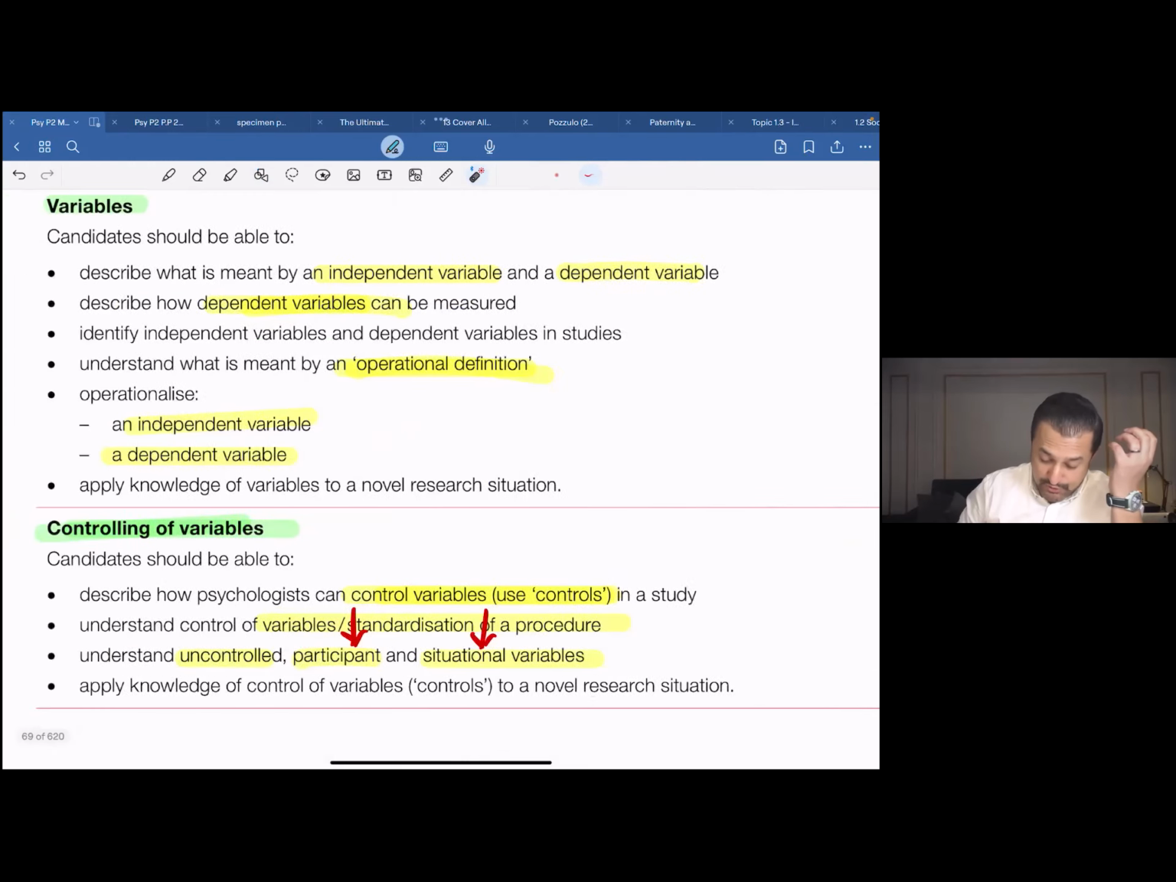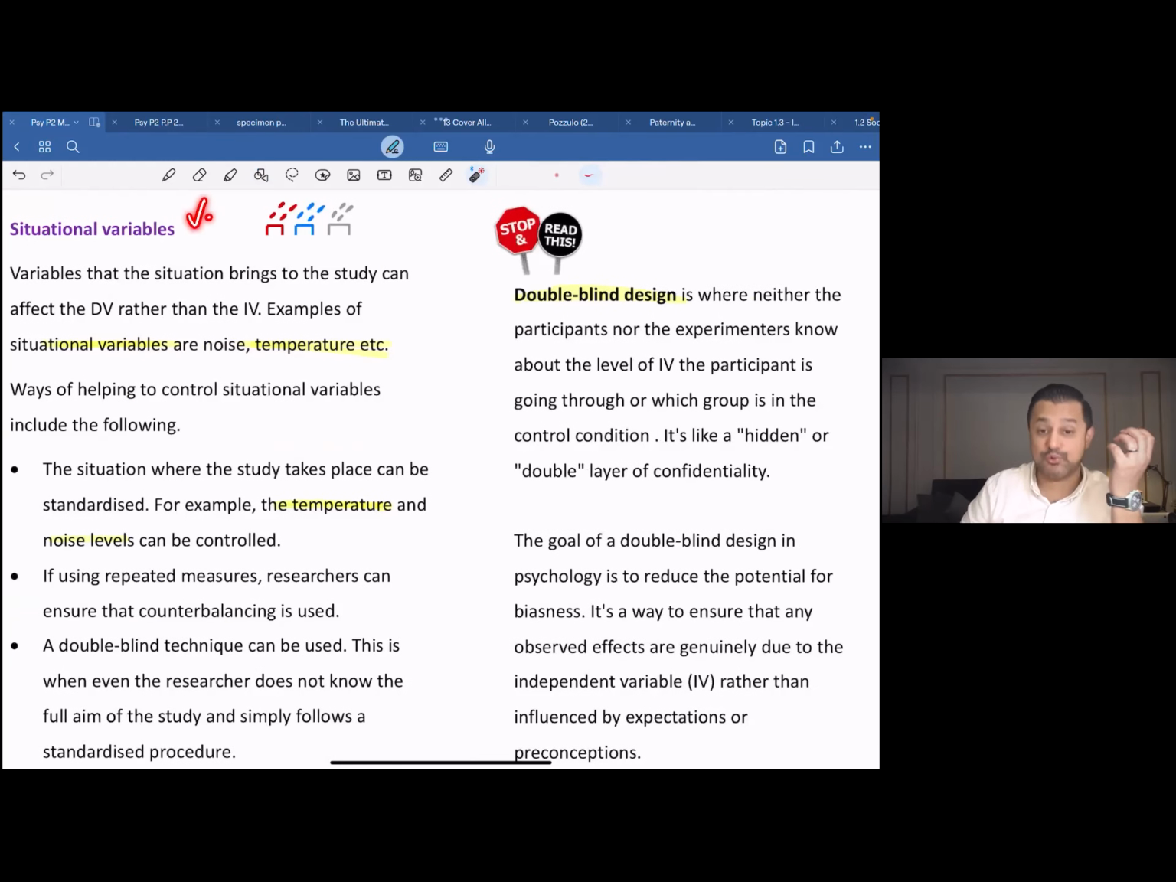Let me take this opportunity and quickly help you revise situational variables. What is a situational variable? Variables that the situation brings to the study can affect the DV rather than the IV affecting the DV. Examples of situational variables might include the temperature, the noise, and so on and so forth.